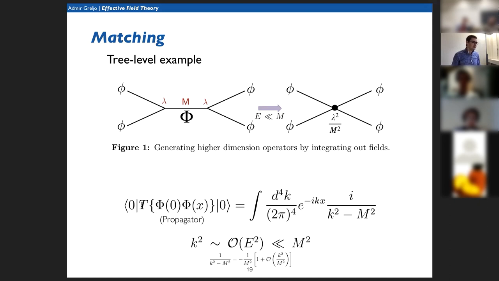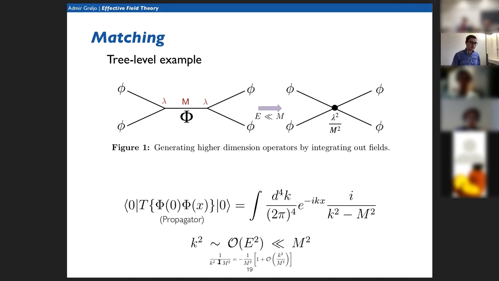So what happens? You have the propagator. This is the formula for the propagator, in position space and momentum space, via the Fourier transform, and you get this i over k squared minus m squared. Now, when k squared, which is of the order of the center of mass energy, is much smaller than m squared, then you can expand this. I hope you can see.